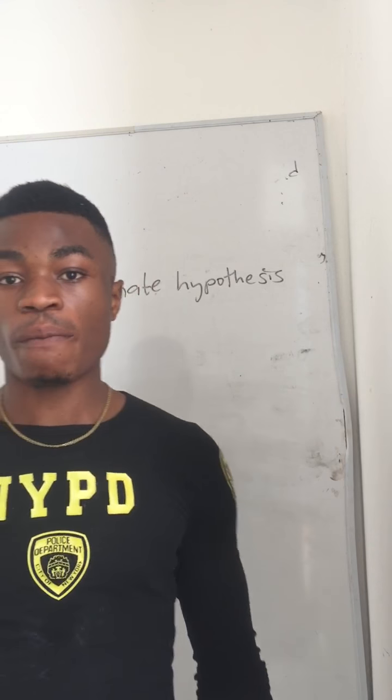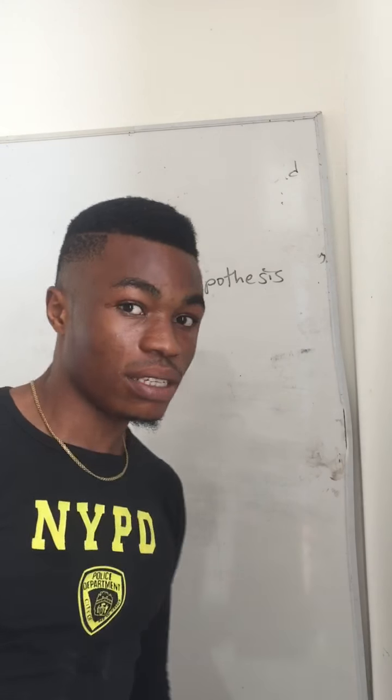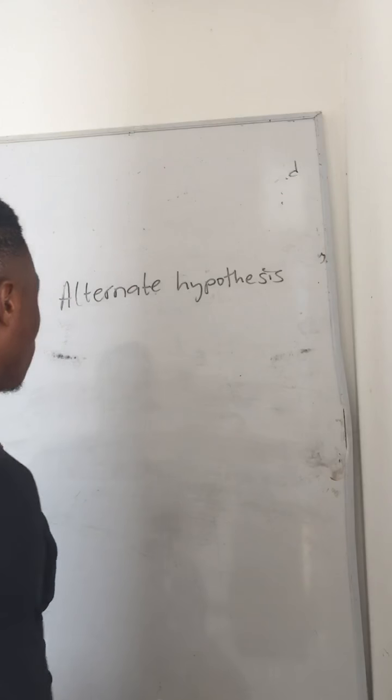Remember in our first question, we were trying to prove whether or not the new variety gave more yield than the old variety of the maize. That was the first question we were solving. So if we are to write an alternate hypothesis, it depends on the claim we are trying to prove. That's what determines what the alternate hypothesis will be.